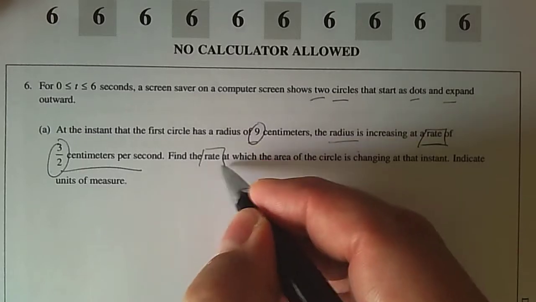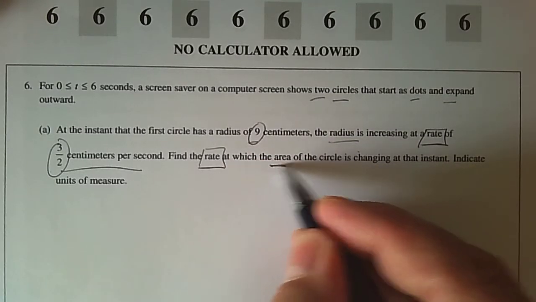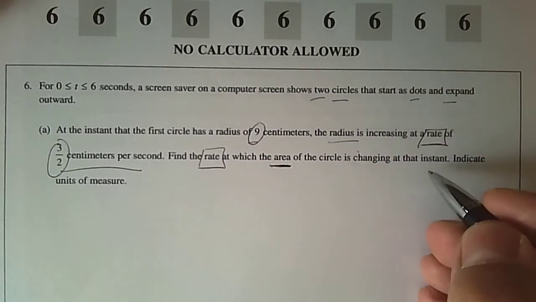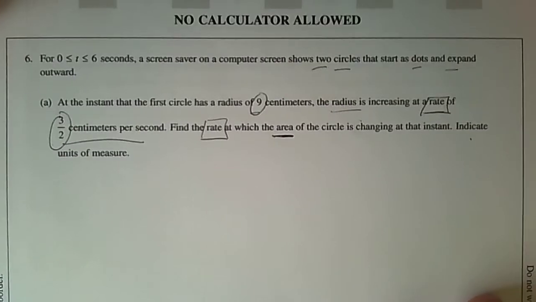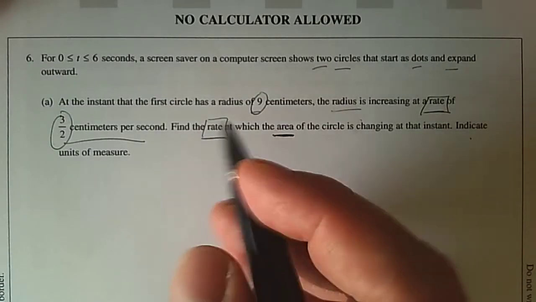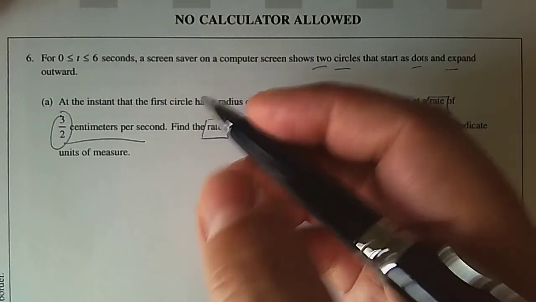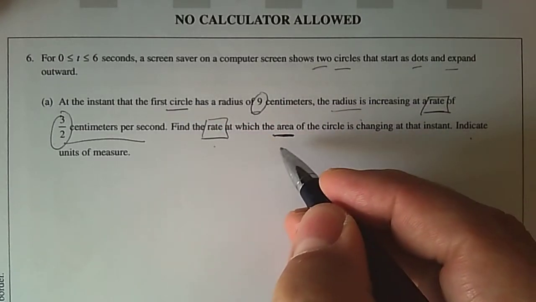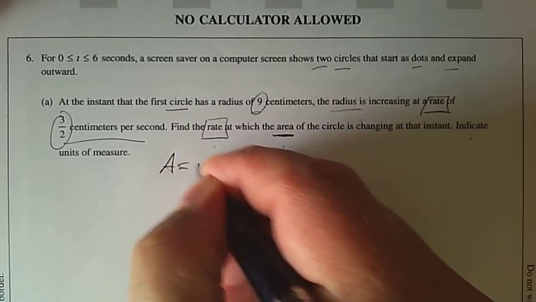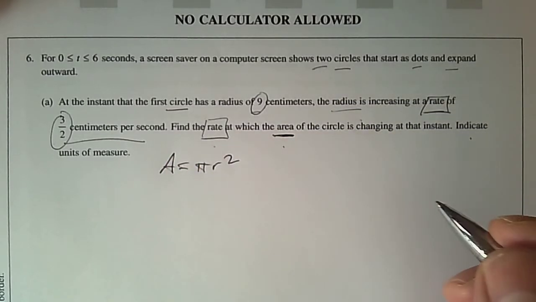Find the rate at which the area of the circle is changing at that instant. Indicate the units of measurement. So to start with, this is what is called a related rate question. So we need a formula to start with. What is the formula going to be about? Well, it's about a circle and area. So the area of a circle is pi r squared. It's a good place to start.